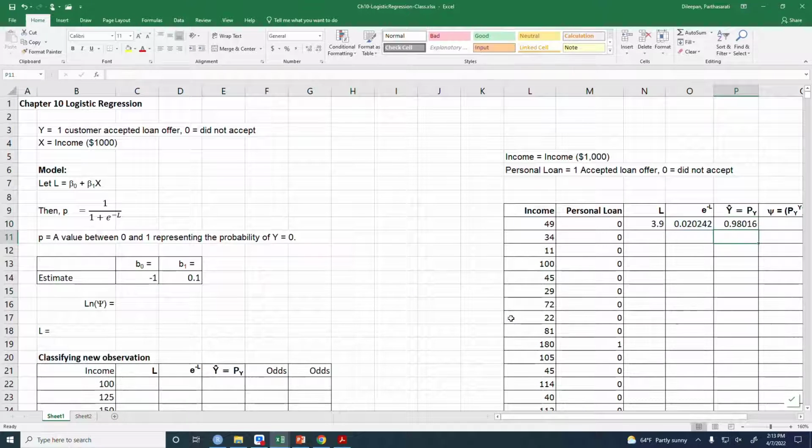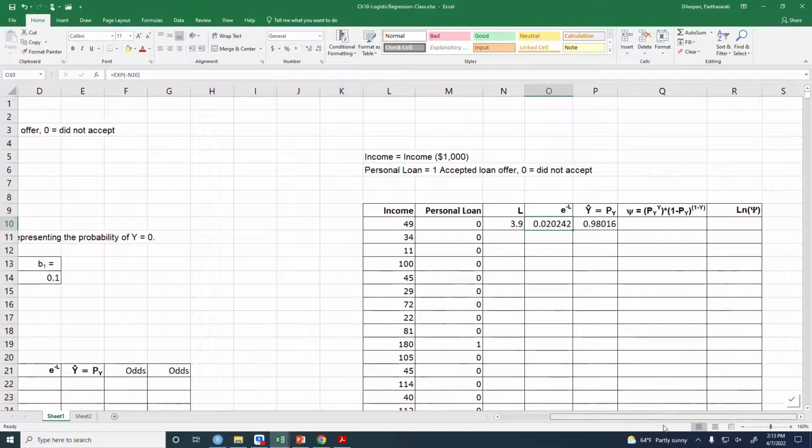For the e to the power of L, did you use exp? Yeah, so I get a different answer. Okay, if you use b sub 0 and b sub 1 the same, then it should be the same. Actually, yeah, it was the decimal, it's just the decimal places.